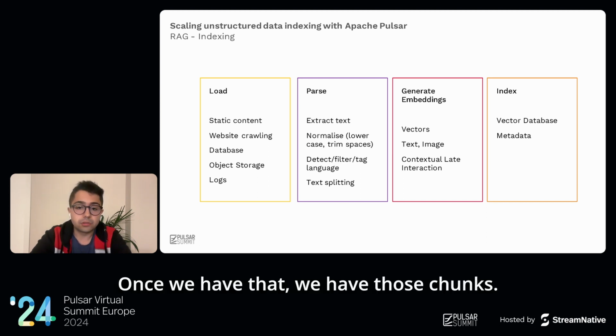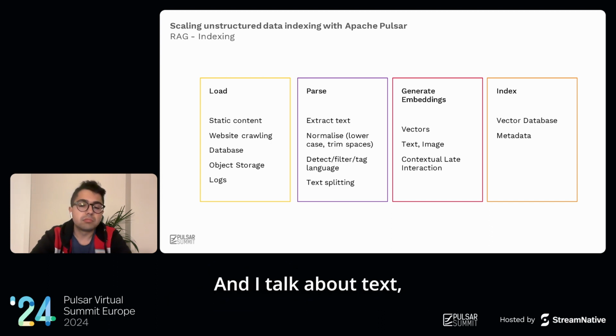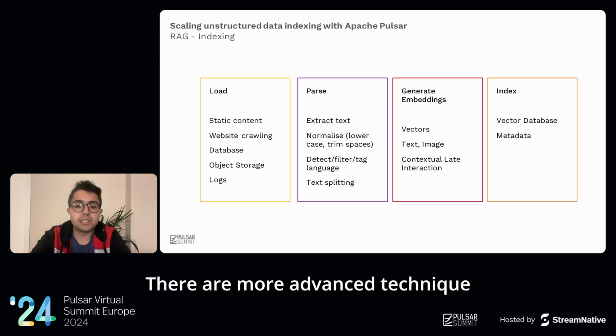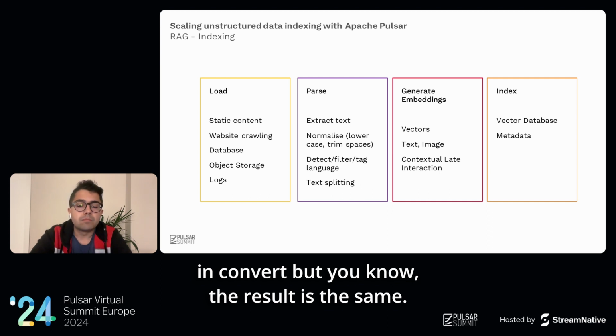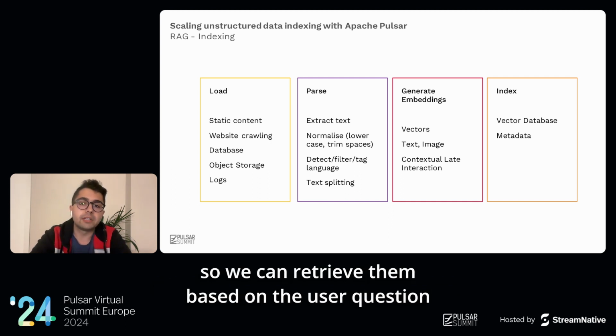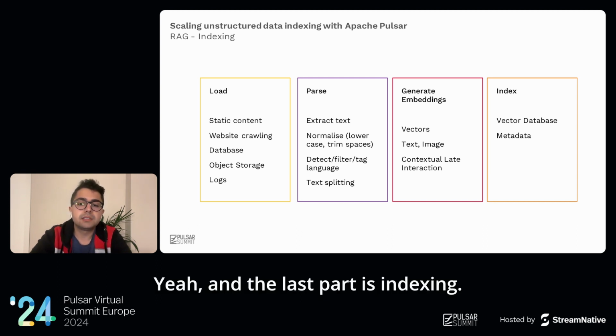Once we have those chunks, we need to generate embeddings for each of them. And I talked about text, but it could also be for images or other media types. There are more advanced techniques like contextual interaction that is implemented in ColBERT, but the result is the same. We just want to generate embeddings and store them in the vector database, so we can retrieve them based on the user question or request. And the last part is indexing. So we actually write to a database.